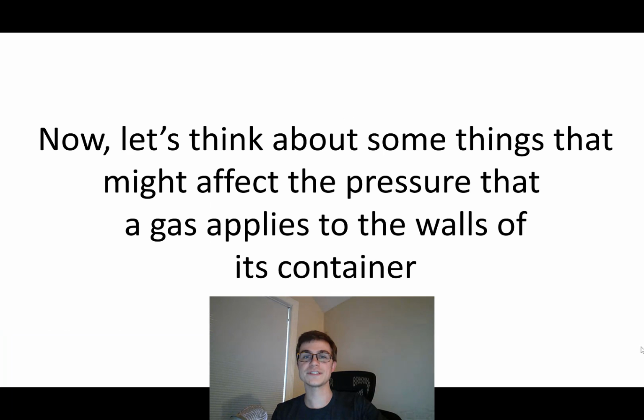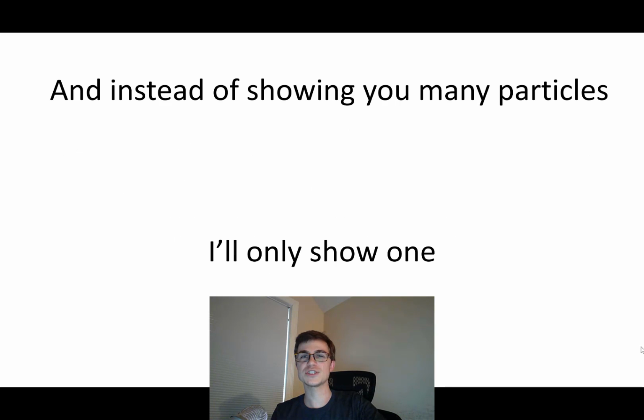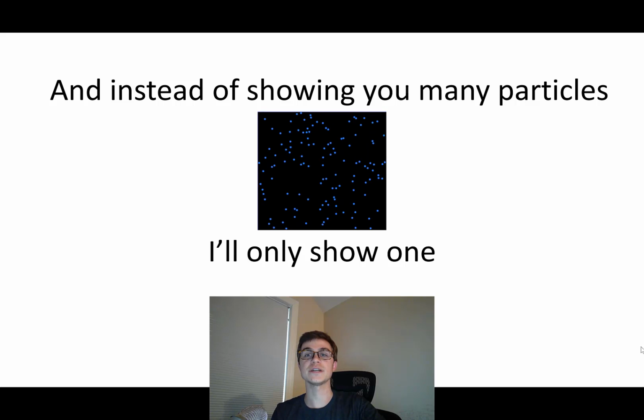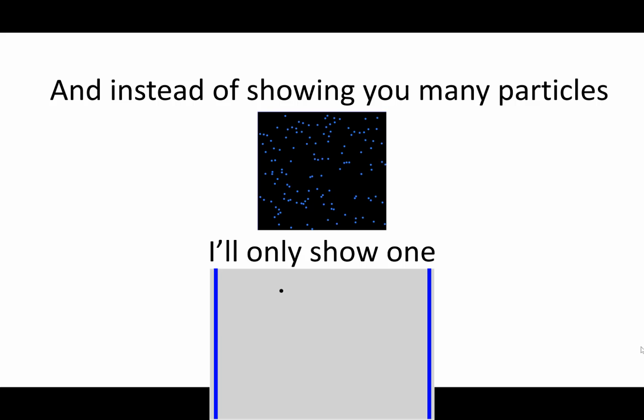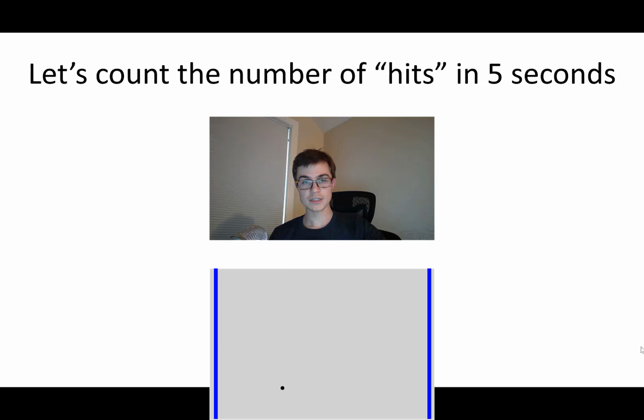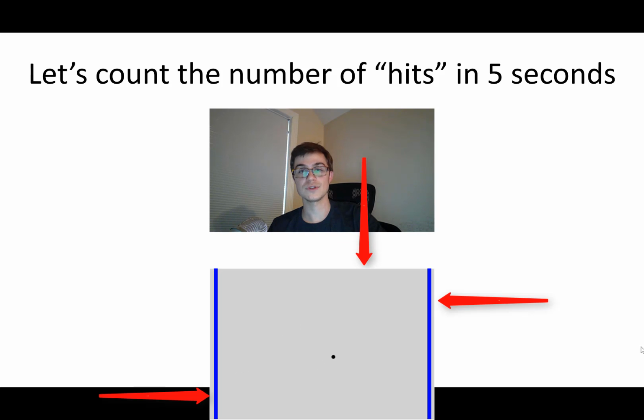Now let's think about some things that could affect the pressure that a gas applies to the walls of its container. And instead of showing you a lot of particles at once, like I've been doing, I'll try to show you only one so that you can focus on the relevant parameters, the important parts. Let's take this as our default case. There's a gas particle in a box bouncing around. Let's count the number of times that the ball hits the wall in 5 seconds. 1, 2, 3, 4, 5. Okay, so this is our default case.